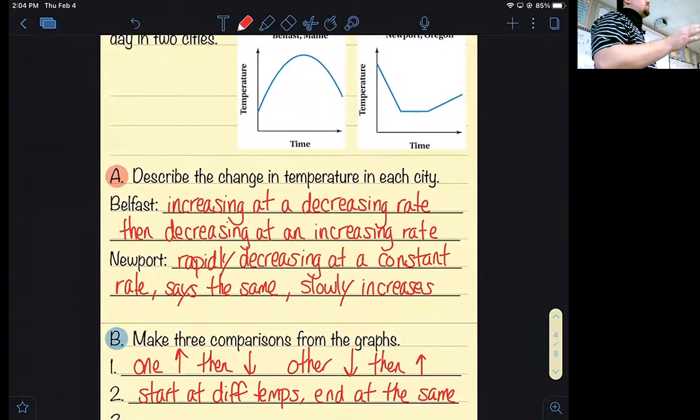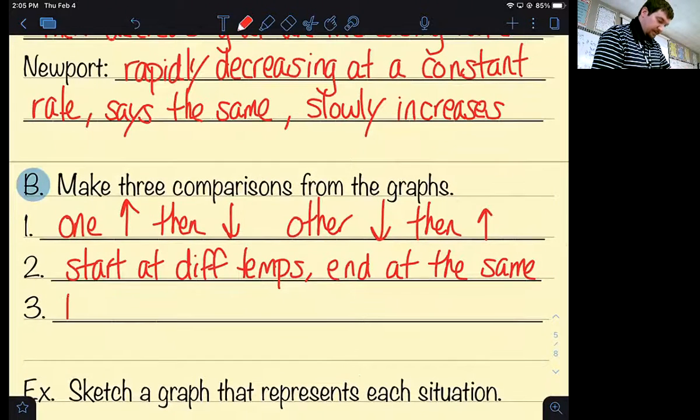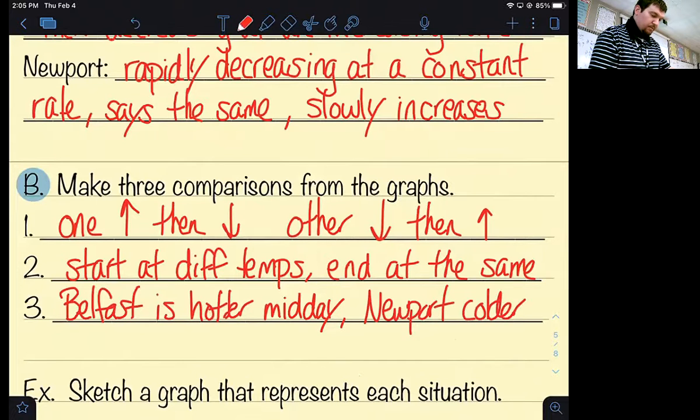How about let's look more at the middle of the day. In the middle of the day, Belfast is hotter than it is at morning or night. At the middle of the day, Newport is colder. Okay, so Belfast is hotter midday, and Newport colder midday.